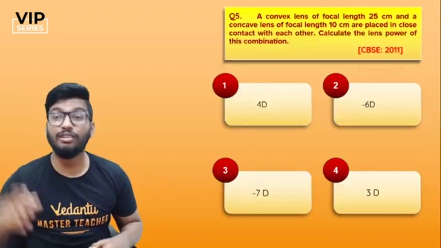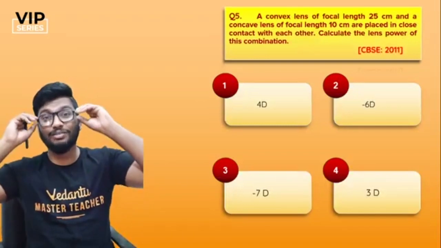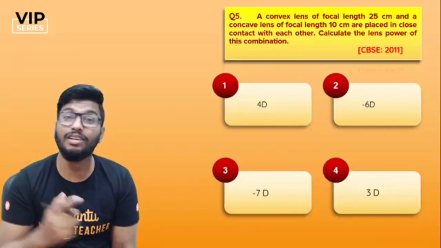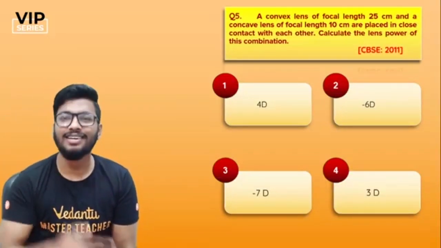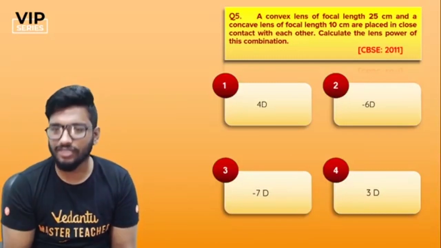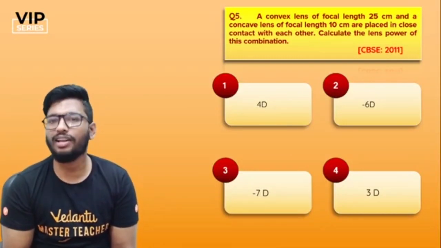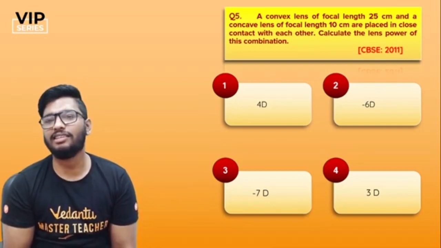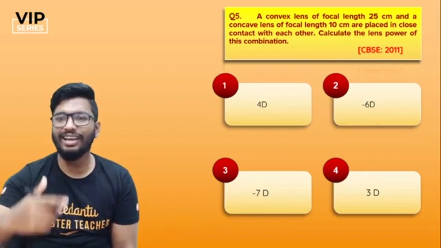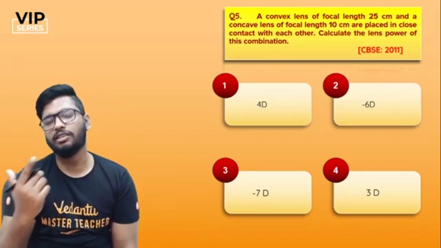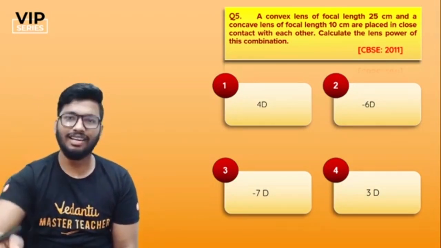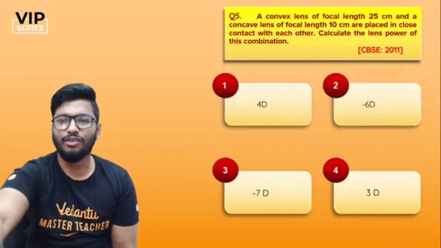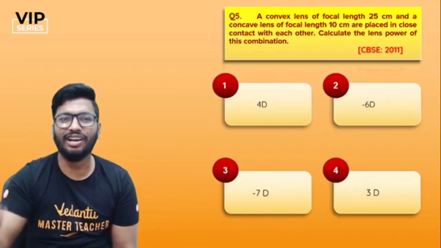Moving on to the next question, the 5th question. This question was asked in your 2011 board exam. The question is this: A convex lens of focal length 25 centimeter and a concave lens of focal length 10 centimeter are placed in close contact with each other. Calculate the lens power of this combination. Is it 4D, minus 6D, minus 7D, or 3D? Let's do this, guys. Unfortunately, there's no space for me to do it, so I'm going to do it right here.